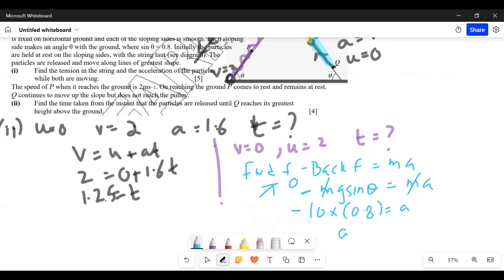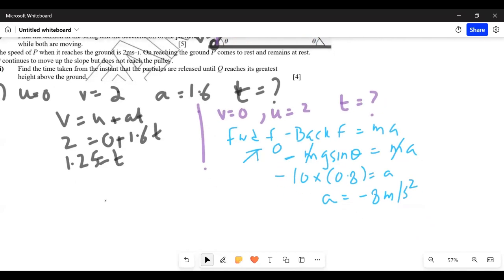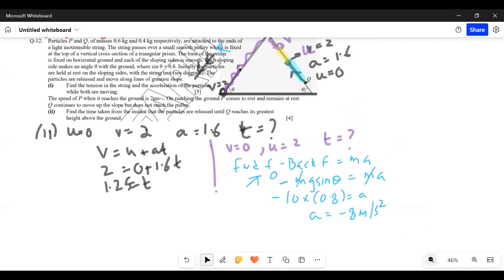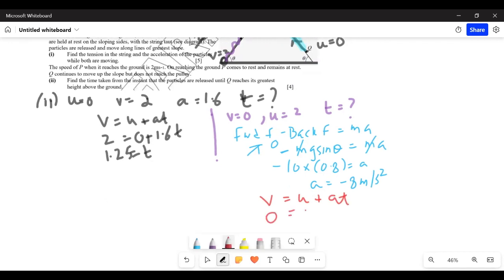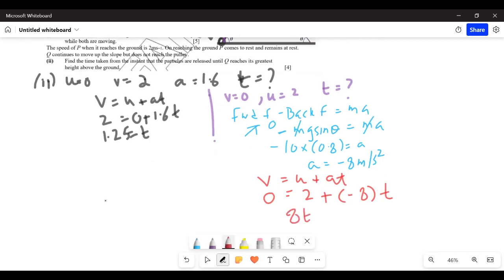So acceleration is -8 meters per second squared. Now you can find t because you have a as well. So u is 2, v is 0, and a is -8. So we can use v is equal to u plus at. V is equal to 0, u is equal to 2, plus acceleration is -8, and t is what we have to find. So we can do 8t is equal to 2, so t is equal to 1/4.